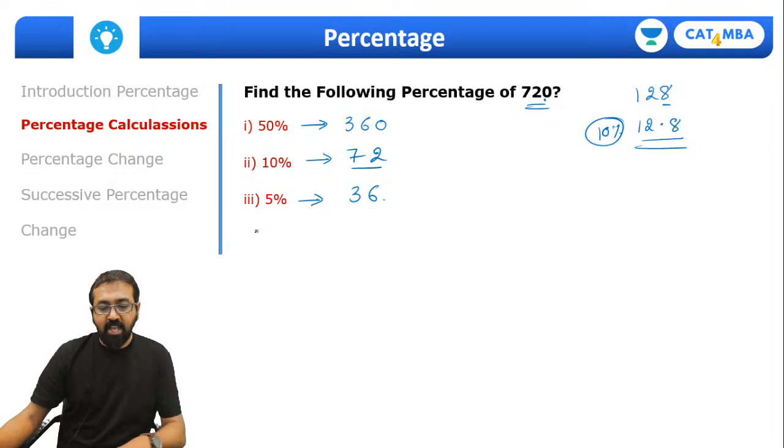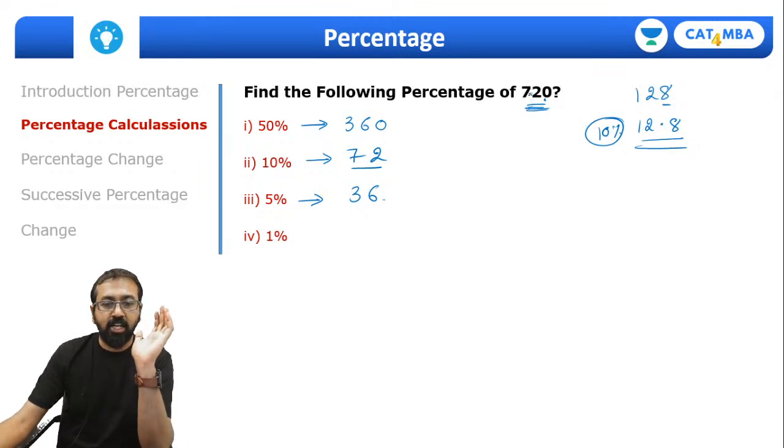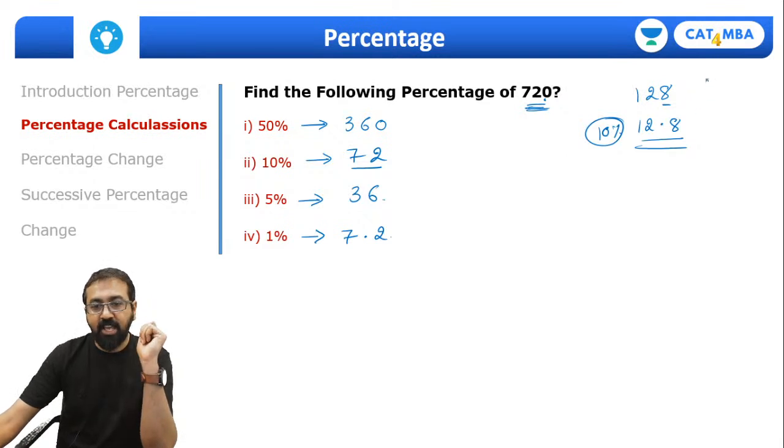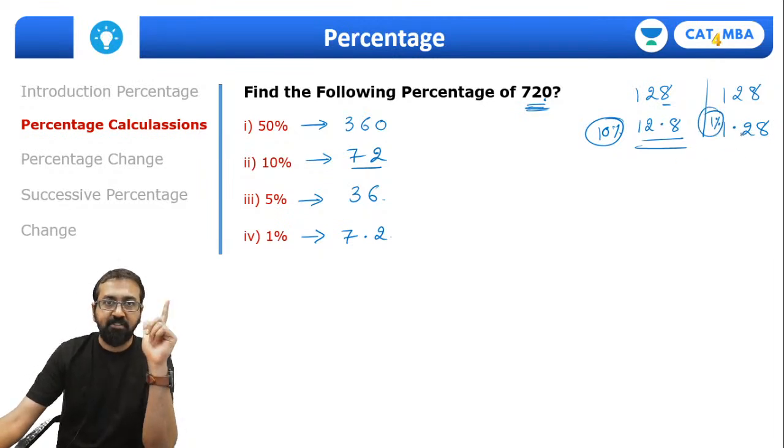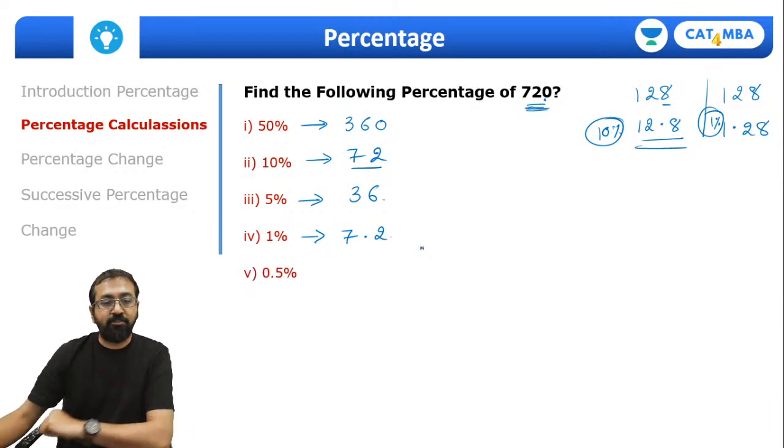Great. Okay. Now if I ask you to find out 1% of 720. So for 1% you will put a decimal before two digits. So it will be 7.20, or you can say 7.2. Have you understood? The same way, if I ask you what is 1% of 128, you will say it's 1.28. Are we clear? So you should be able to quickly find out 50%, 10%, 5%, 1%. In fact, if I ask you what is 0.5% of 720, of course if you know 1% is 7.2, then 0.5% will be 3.6.